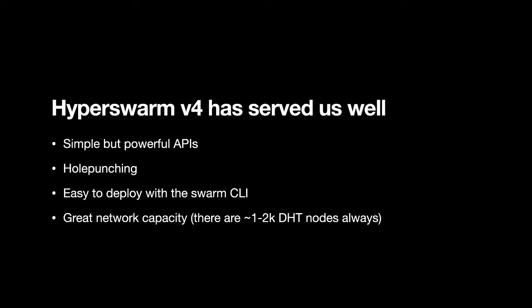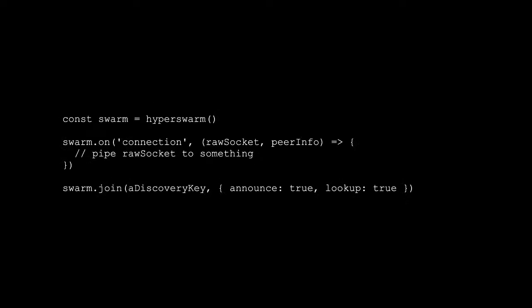So yeah, we love V4. It's great. It kind of looks like this. That's what I meant by simple, powerful API. It's just a thing you make, and then you can join a topic. A topic is just like a hash or a key or something, and then you get connections coming in on that. It's pretty simple. And that's basically it. This is very powerful, and we love it. And like I said, that's the power of it.